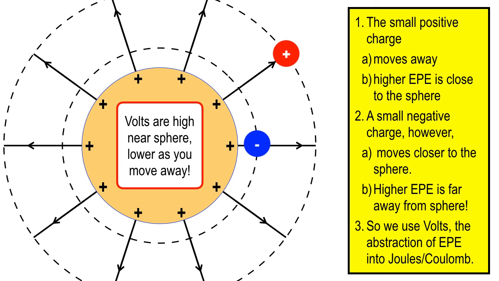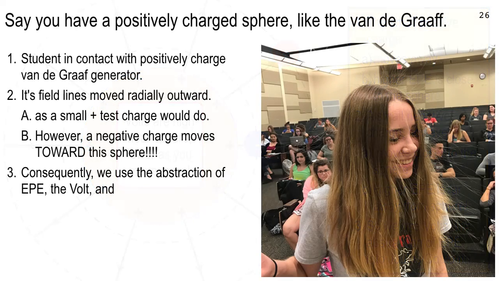Anyways, so voltage is high near the sphere and lower as you move away, in accordance with the positive test charge. All of this is oriented to the positive test charge. But whatever the positive test charge does, the electron does the opposite. So that's good, right? We're using this abstraction.